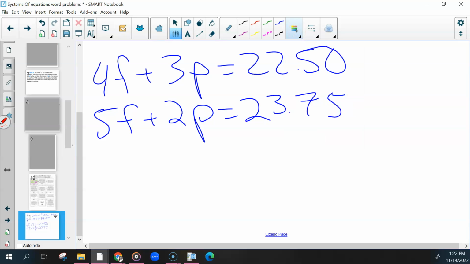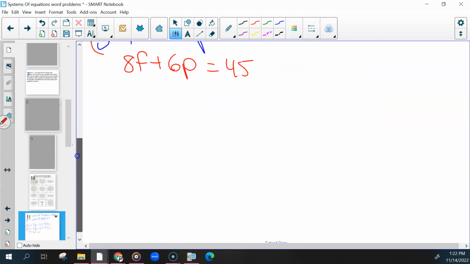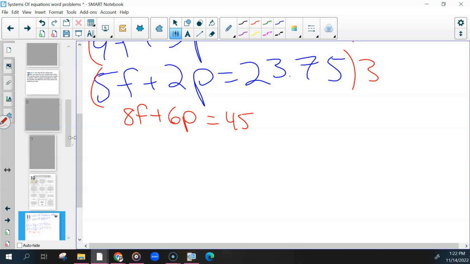Multiply the first one by 2, so it becomes 6. And the second one by 3, so it also becomes 6. So we'd have 8F plus 6P equals 45. And 15F plus 6P equals, I think that's right, double check that.